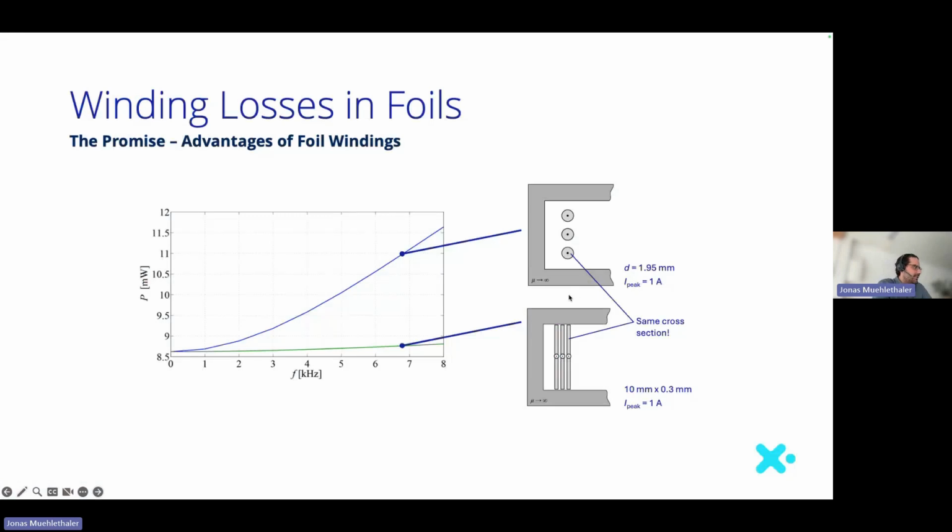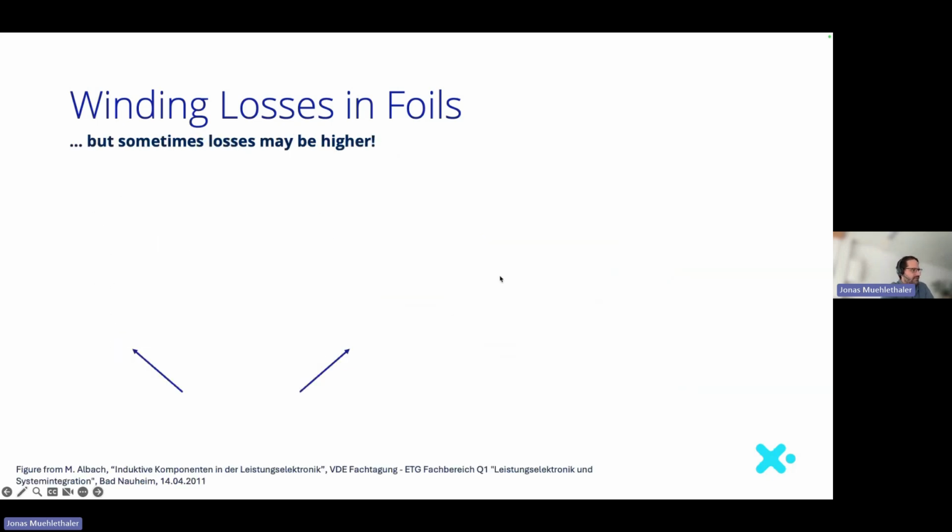All right, so first of all, why foil windings at all? This is a case we analyzed at some point. If you take round wires, but keep the cross-sectional area and align them like this, you have lower winding losses. So this is the promise of foil winding. This is because of skin effect and proximity effect. Basically, you have more skin around the wire, which helps you to reduce the losses. However, this is not always true.